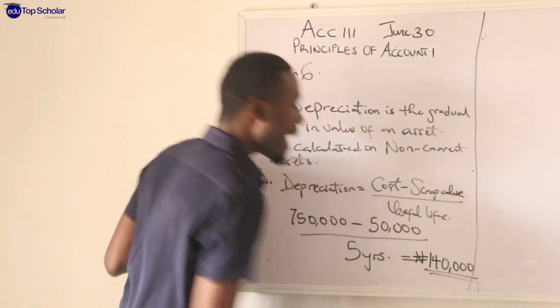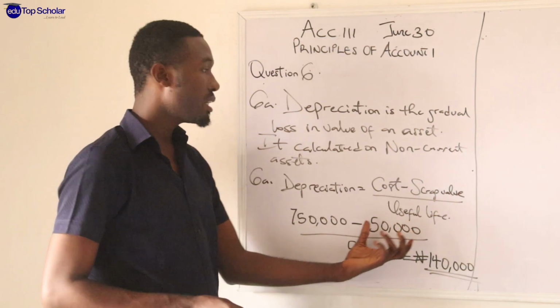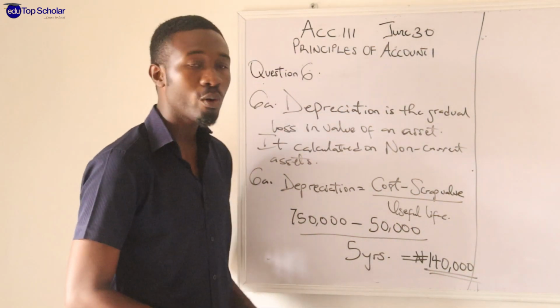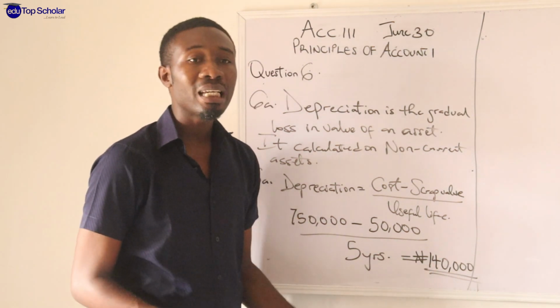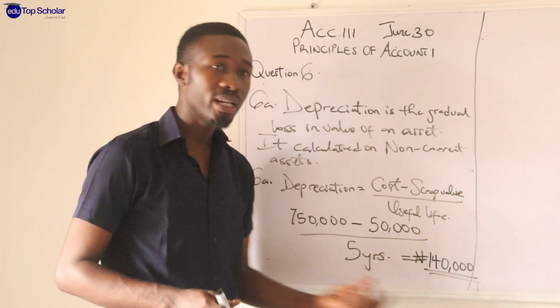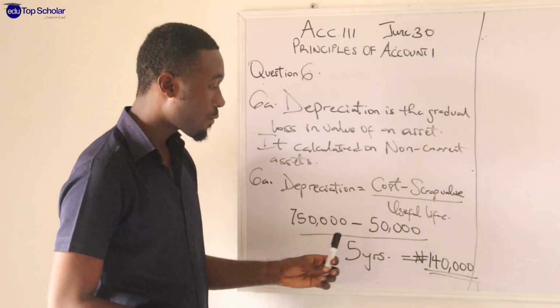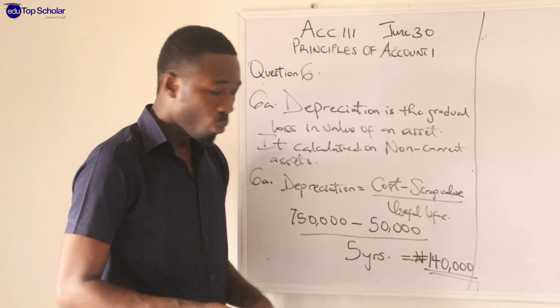So it means every year this plant machinery will be depreciated at 140,000 naira. It's going to be reducing in value at 140,000 naira until it has no value anymore. They've told you that it has 5 years. It's going to last for 5 years. So this is the yearly depreciation. What do you then do?